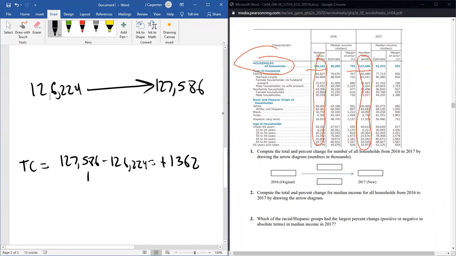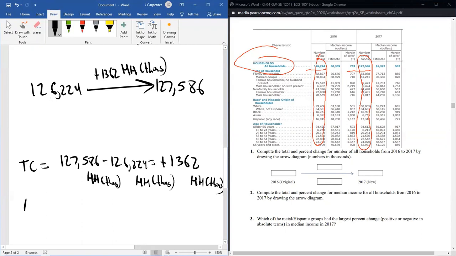So households, H, H, H, H, and then H, H for households in thousands. All of those were in thousands. So that's what would go here. So that's the plus 1,362 households in thousands. There was an increase of 1,362,000 households over one year.